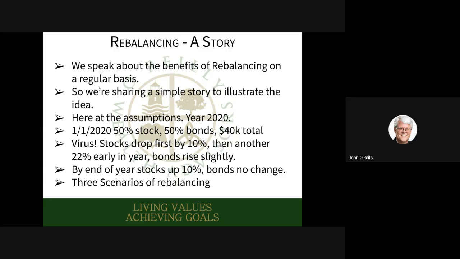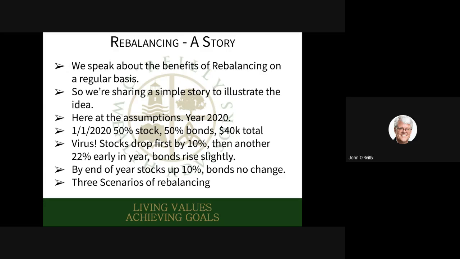So all of a sudden in early 2020, a virus hits. At first, it seems like a remote thing that's impacting other countries. Now it starts impacting the USA. By the end of February, stocks have dropped by 10%. Then they drop another 20% relative to the beginning of the year, or 22% relative to the end of February. And bonds rise slightly during that time, by the way. I'll show you the details in a second. By the end of the year, stocks are up 10% and bonds have no change.